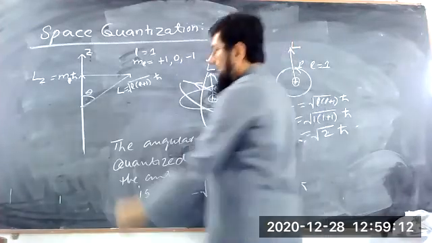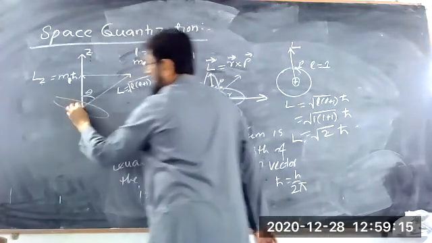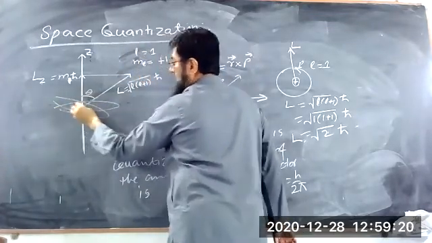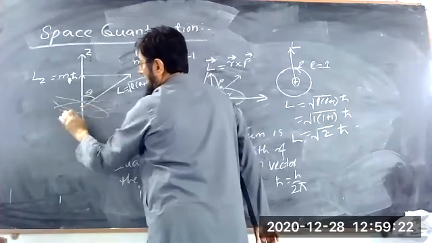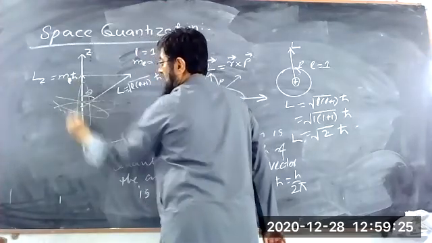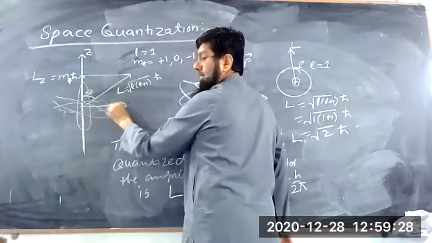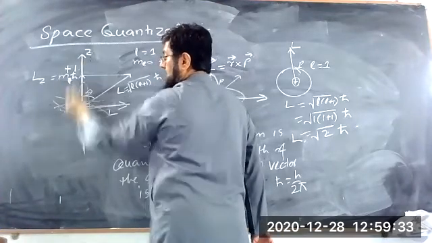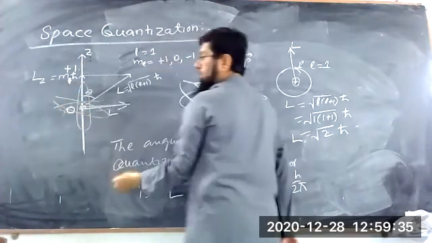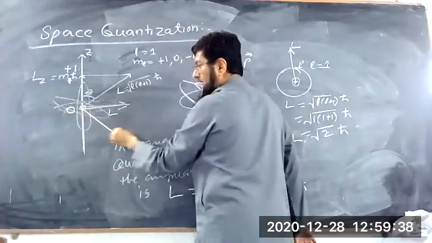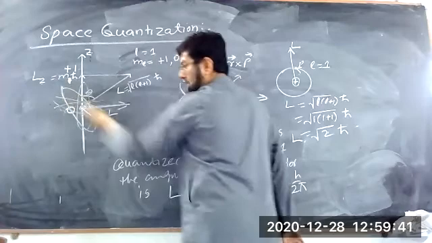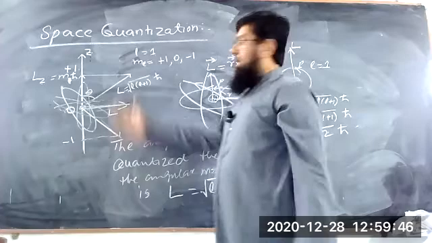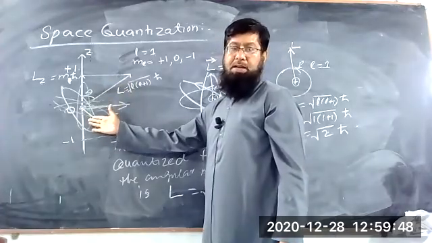Okay? It means the electron may be revolving like that. Its angular momentum is this. The electron may be revolving like that, and its projection is this. This ml is equal to plus 1. This ml is equal to 0. The electron may be revolving like that. ml is this, and this is minus 1. So there are three possible orientations of ml.